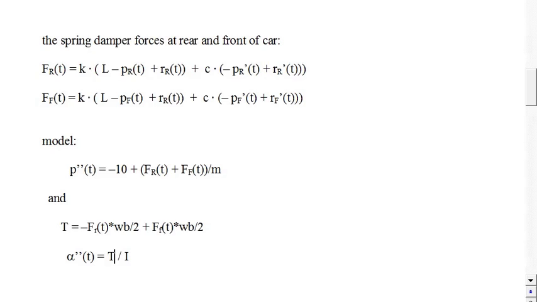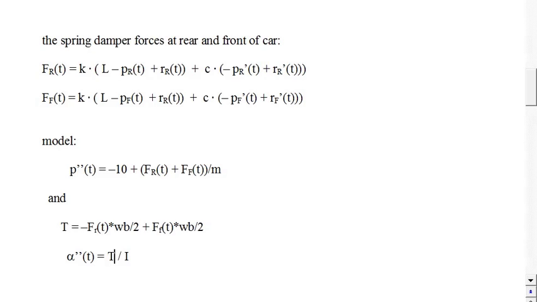So we have expressions for the forces exerted by the spring damper assemblies at the front and rear of the car. The model for the car is P double prime of t equals minus 10, which is the acceleration due to gravity, plus the combination of the spring damper forces from the front and rear of the car divided by m. The torque exerted on the car by the spring assembly at the rear of the car is minus F sub r of t times Wb divided by 2. The negative sign is because a positive upward force at the rear of the car creates a negative torque on the car body. That is a clockwise torque.